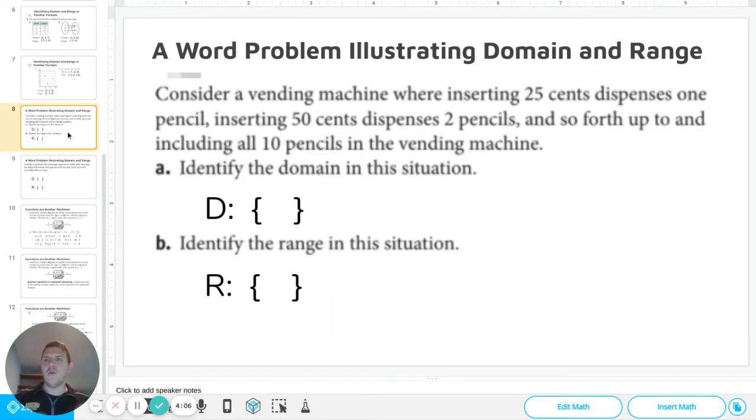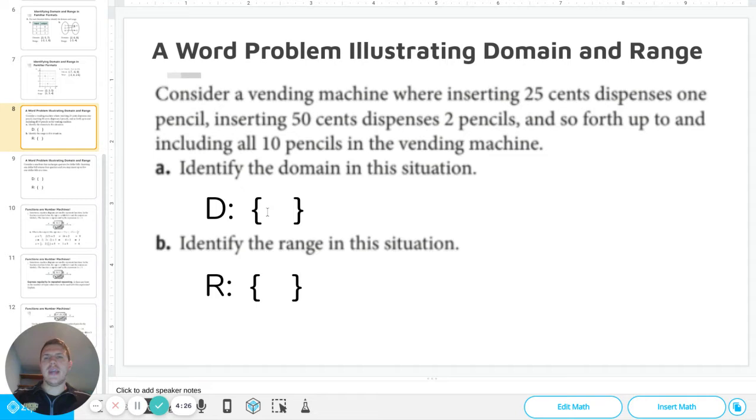All right, a couple word problems I want to take a look at are right here. Consider a vending machine where inserting 25 cents dispenses 1 pencil, inserting 50 cents dispenses 2 pencils, so on and so forth, including all 10 pencils in the vending machine. Okay, so if there's only 10 pencils in there, that means we only can get 10 out.